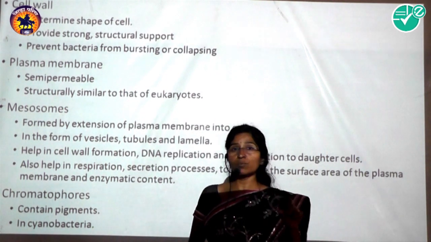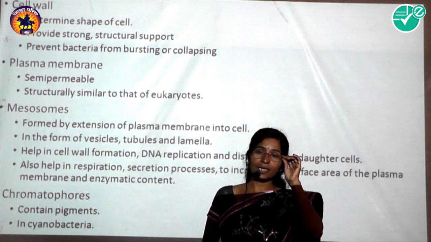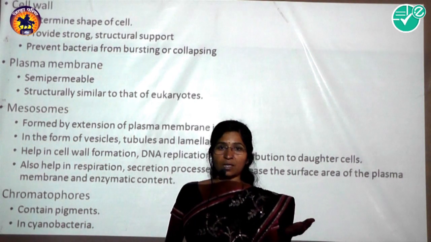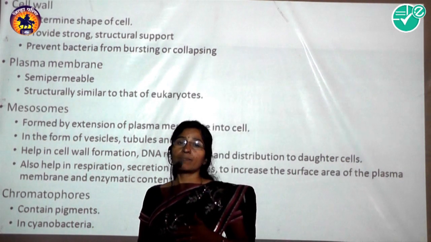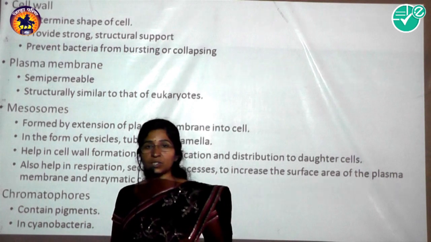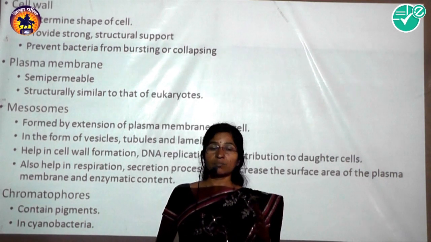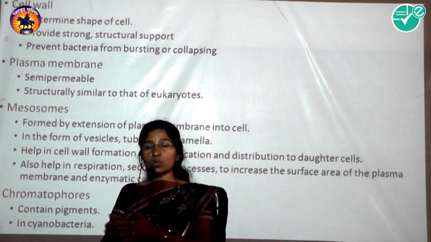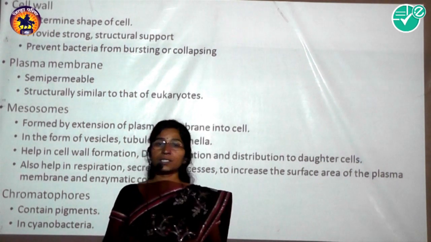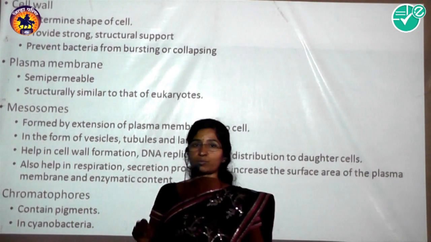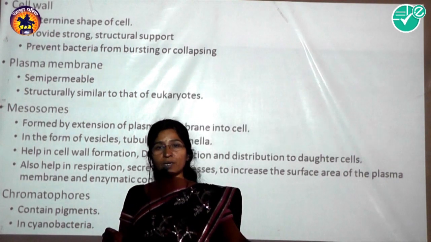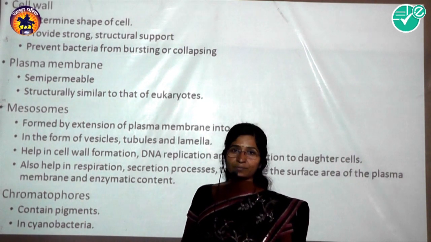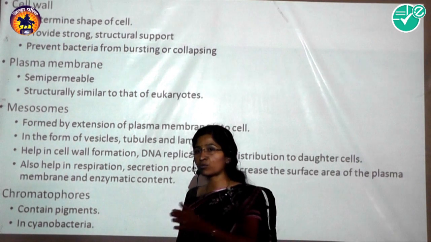Glycocalyx is the outermost layer of the bacterial cell. That layer helps the bacteria with adhesion, and it also protects the bacteria from adverse climatic conditions. In some bacteria, if this glycocalyx is a loose sheath, then it is called a slime layer. If it is thick and tough, then it is called a capsule. Both slime layer and capsule are made up of polysaccharides. This is about the glycocalyx, the outermost layer.